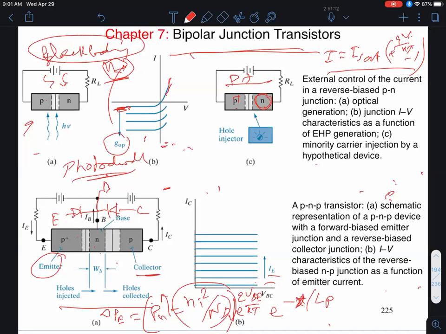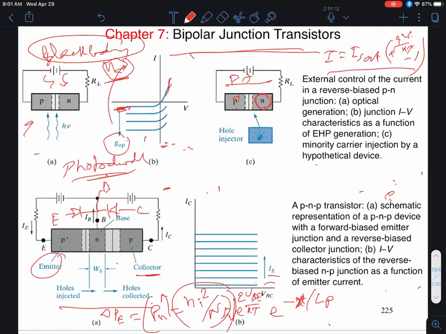You have very few minority carrier electrons on the p side, few minority carrier holes on the n side, and when they diffuse to the junction, they're swept right across. But the rate at which they're swept across with increasing field does not matter. It's the supply of the minority carriers that matters.